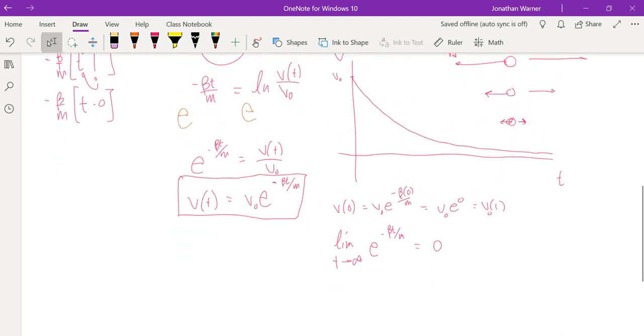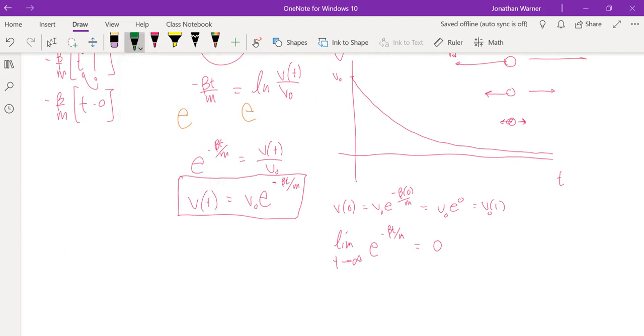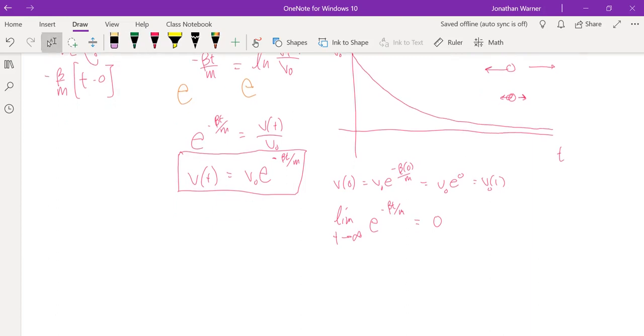We could also look at the acceleration in a couple different ways. In particular, what is acceleration as a function of time? By definition, it's the rate of change of velocity. So if we want to find this object's acceleration, we can differentiate with respect to time the velocity function, v naught e to the negative beta t over m.